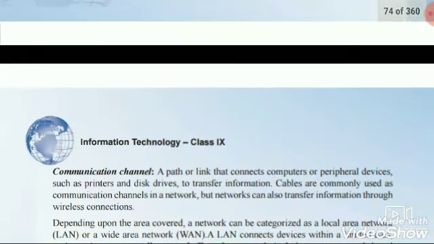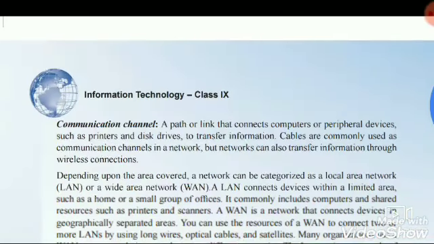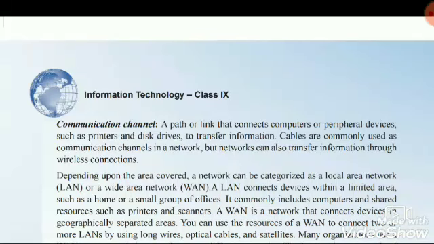And next is the communication channel. A communication channel is the path, the way, or the cables which are used to connect peripheral devices such as printers, etc. Communication channels can also be wireless, but cables are commonly used as a communication channel. But networks can also transfer information through wireless connections.